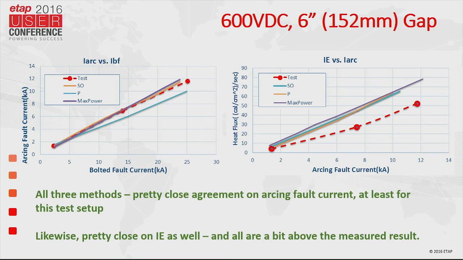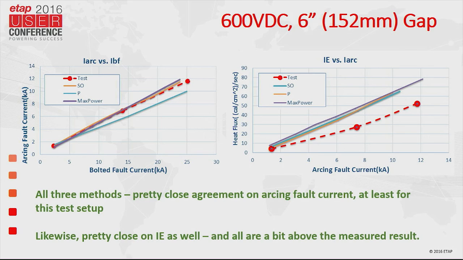600 volts, 6-inch gap. It just so turns out that that's one of the set of parameters where the three models basically converge. Stokes Oppenlander, Paukert, Max Power, they're all kind of sitting very close to each other. Paukert's a little bit lower, but I mean, we know him. He likes to be lower for that arcing fault current. The red values, the red dots connected by the red lines, that's the test value points. So that's right in line with what the calculation models are showing us.